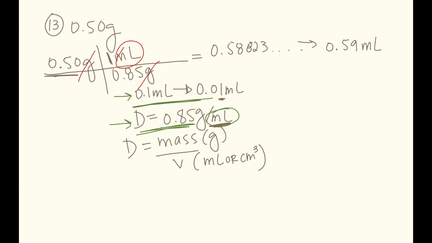Therefore, the answer to your problem is that you would take the graduated cylinder and measure out 0.59 milliliters. And you're justified in doing so because the graduated cylinder measures to every 0.1 mil, which means that last digit is doubtful. It's the estimated guess that you give.